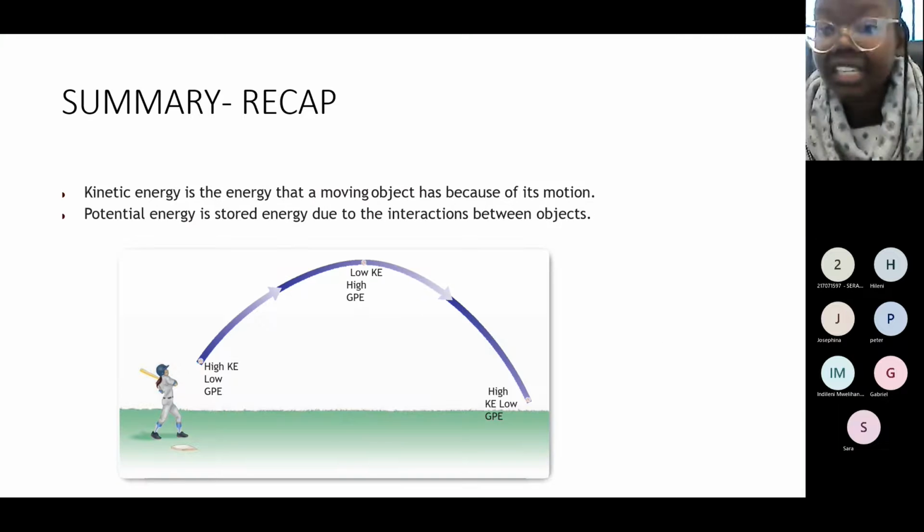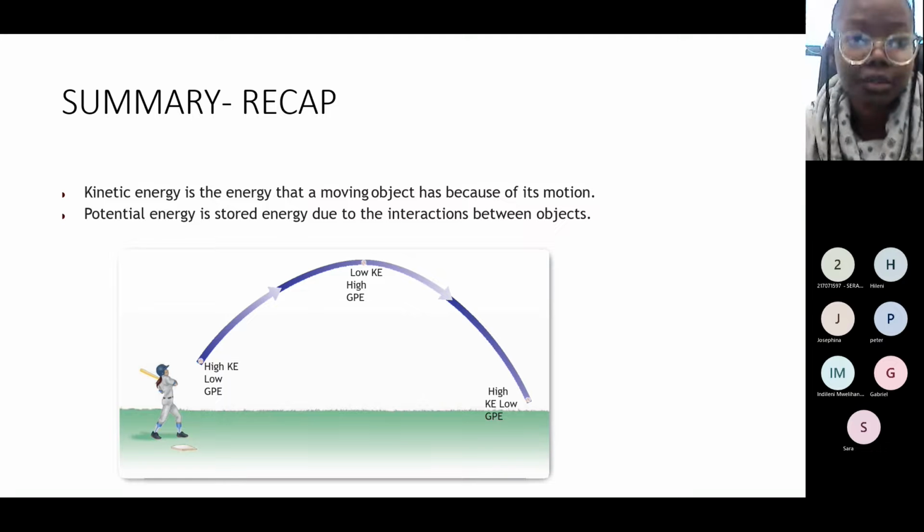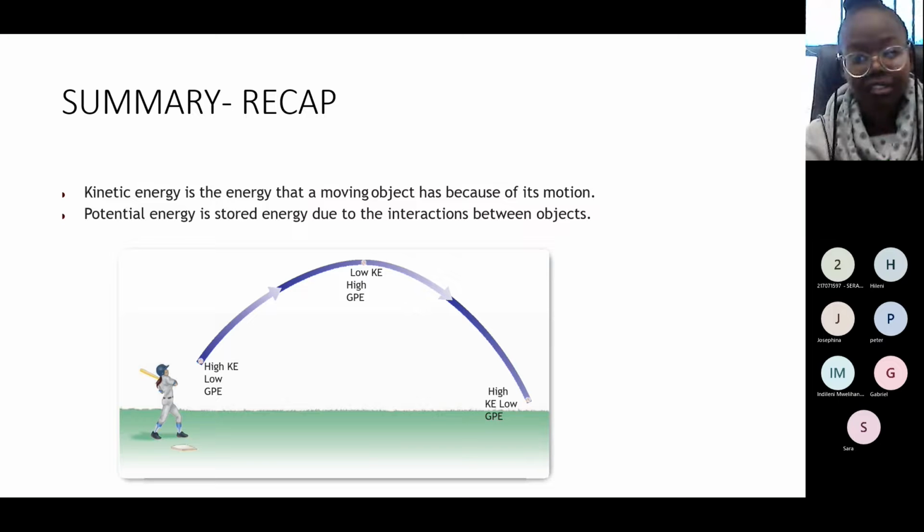So that is it for today's lesson on physics. We'll just quickly do a recap of what we have discussed so far. We have discussed what kinetic energy is, what potential energy is, what their equations and formulas are, and how to apply them.